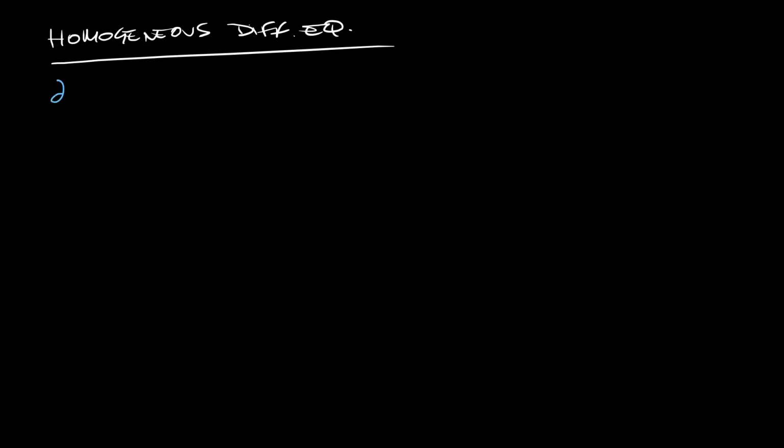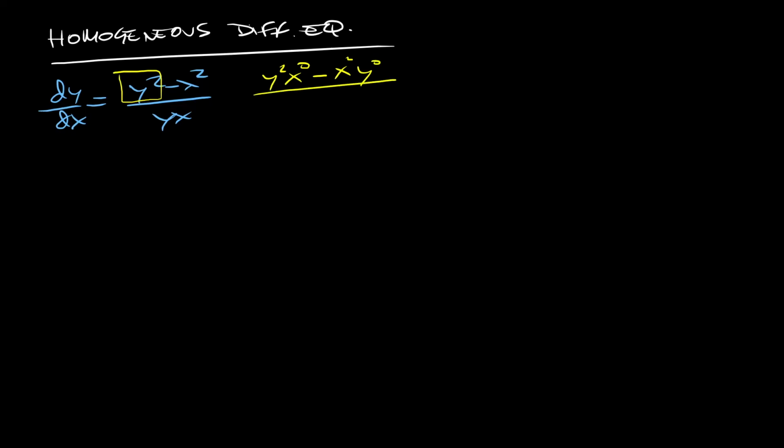So let's say you have this one, dy/dx is equal to (y squared minus x squared) over yx. Here's what we got right here. The degree that we have here is 2, and same thing for x. And in the denominator, y and x, when you add those up, you get 2 as well. So this is the same as having y to the power 2 and x to the power 0, and the other one is x squared and y to the power 0. So the degree here is 2.